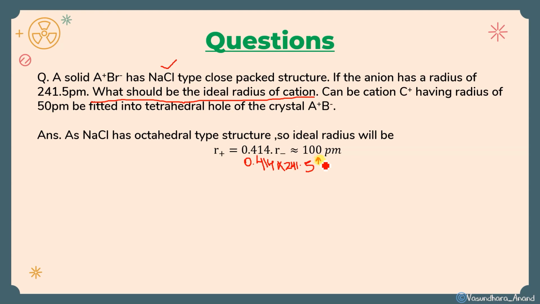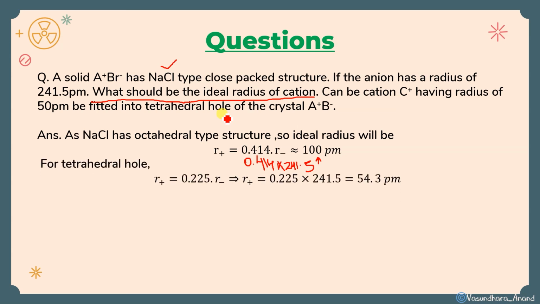Got it? Okay, so this is the ideal radius of the cation which will be fitted into the octahedral void of NaCl. The next part is still not completed. The next part is, can another cation C plus having a radius of 50 picometer be fitted into the tetrahedral hole? So you know the formula of the tetrahedral hole. R plus will be 0.225 into R minus.